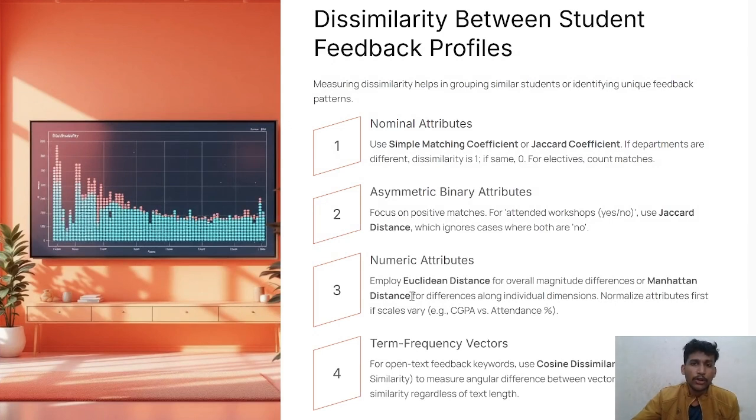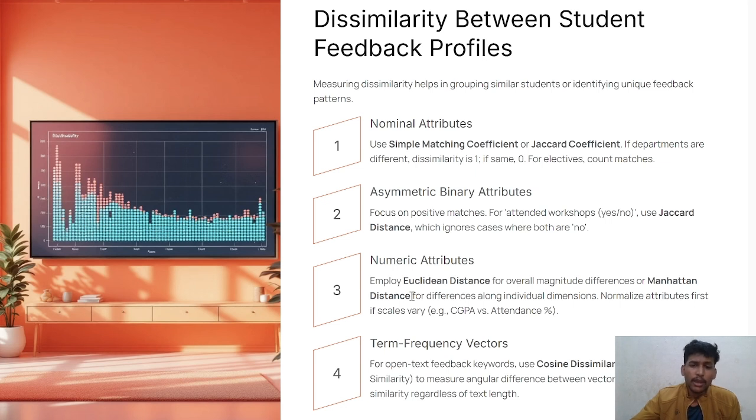At last, I will talk about dissimilarity between student and feedback profiles. Measuring dissimilarity helps in grouping similar students or identifying unique feedback. Nominal attributes: use simple matching coefficient or Jaccard coefficient. If departments are different, dissimilarity is 1. If same, 0. For effectiveness, count matches. Asymmetric binary attributes: focus on positive matches, for attended workshops, yes or no. Use Jaccard distance, which ignores cases where both are no.